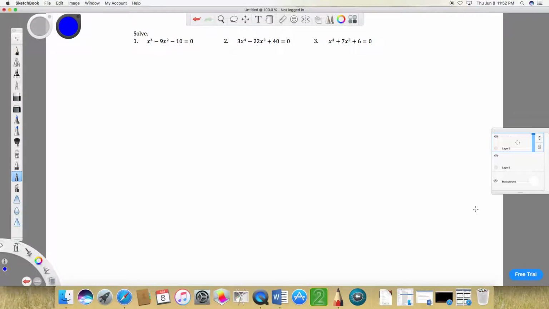Let's take a look at these three equations. They want us to solve these. And although they're not quadratic equations, they are what we say quadratic in form. If you'll notice that the first term has a degree of 4, and the second term has a degree that's half of that. And that's true for all three of these problems.